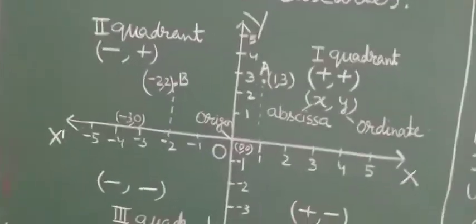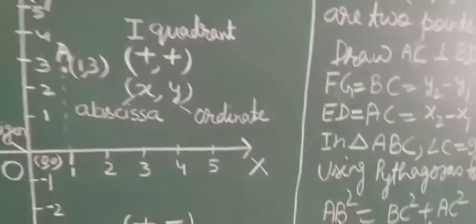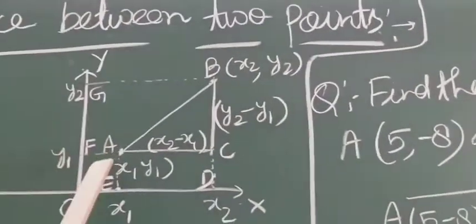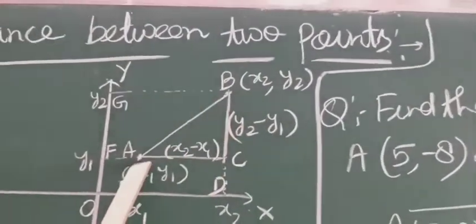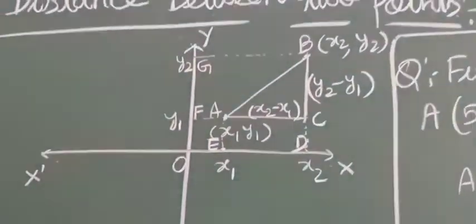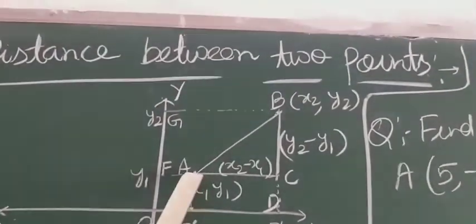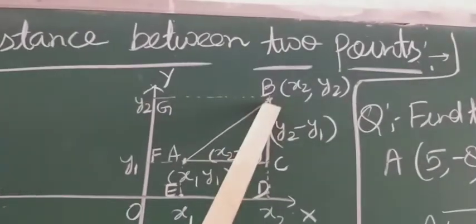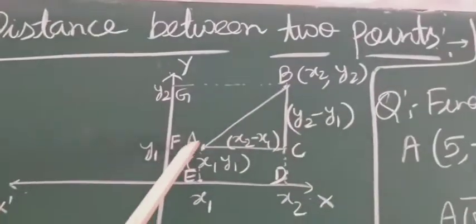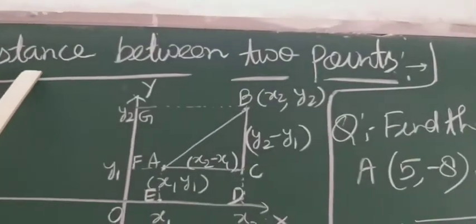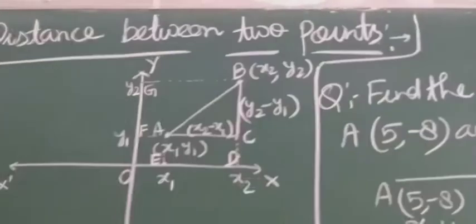Now students, we are going to find the formula for calculating the distance between 2 points lying in the Cartesian plane. So students, you can see this is point A, its coordinates x1, y1, and this is point B, coordinates x2, y2. We have to calculate the distance AB. So we are going to derive the distance formula. Okay students.